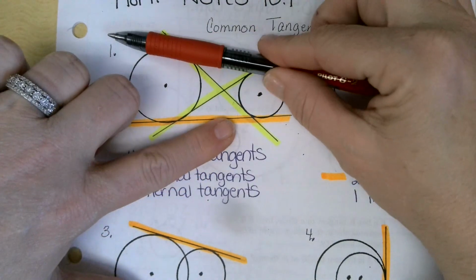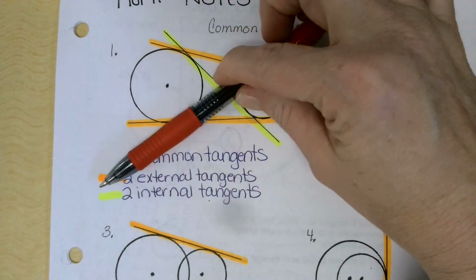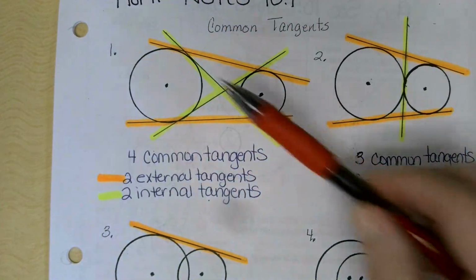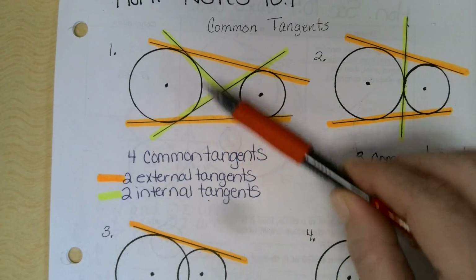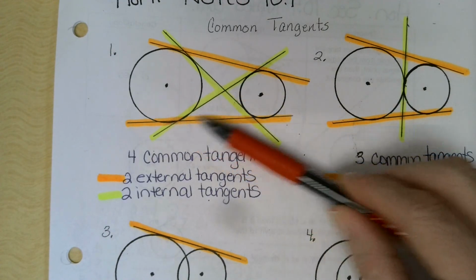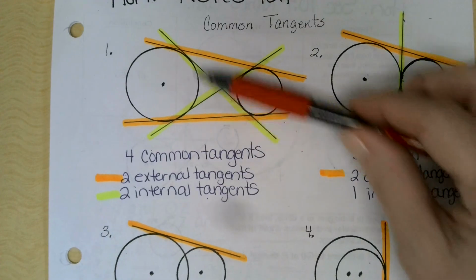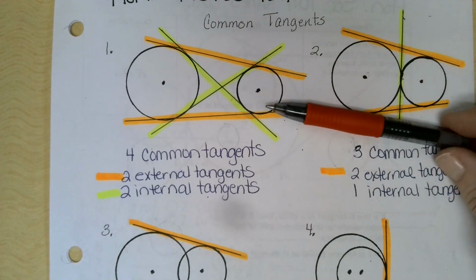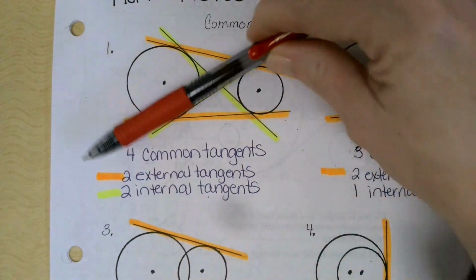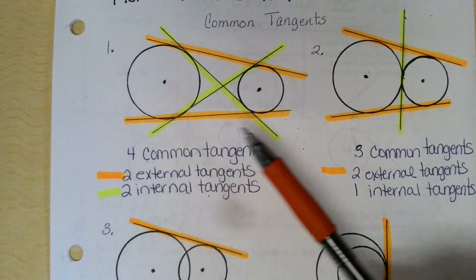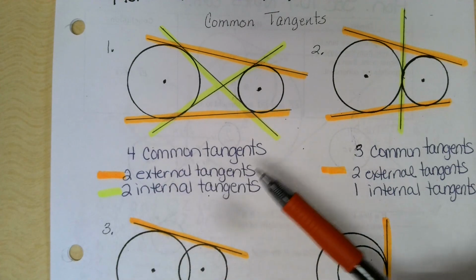External, outside. Internal, crosses through the inside of the circles. Okay, and it still has to touch both circles. So notice the yellow lines touch both circles, the orange lines touch both circles. Okay, so a picture like this where the circles are separated has 2 external tangents and 2 internal tangents. And we say common internal tangent, common external tangent.